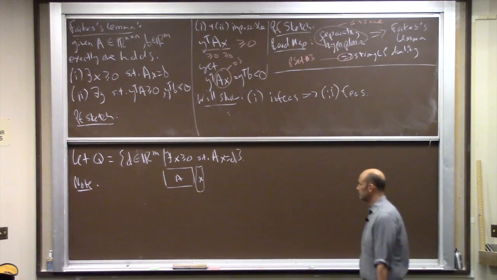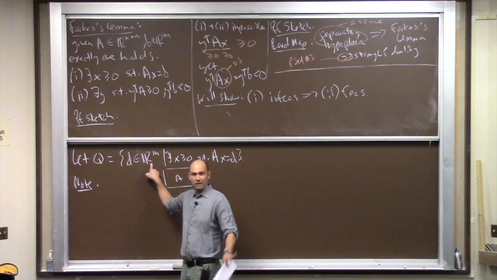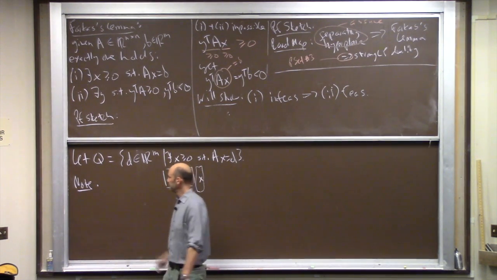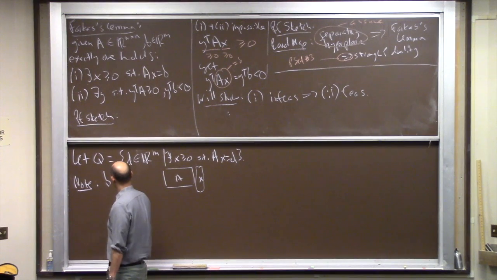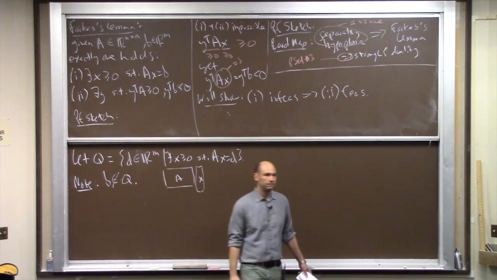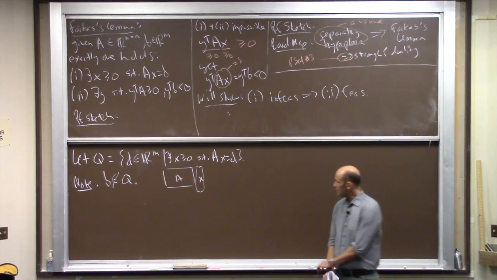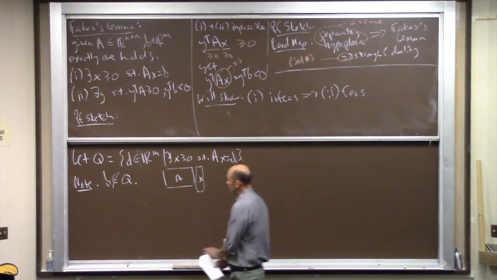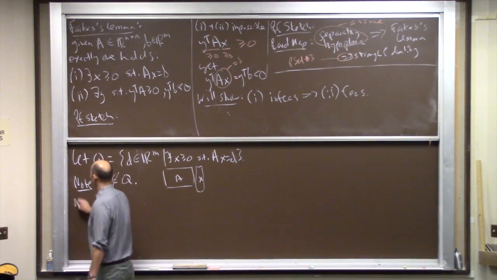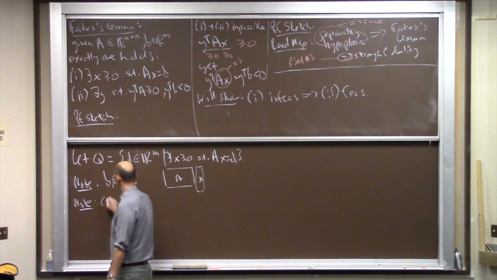B, exactly. So remember, this is all the right-hand sides which are feasible, and by assumption, we're not feasible for B. So B does not belong to Q. Okay? So that's good. Also note, to apply the separating hyperplane theorem, Q has to be convex and closed.